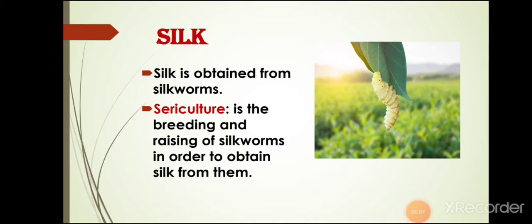You know students, silk is obtained from silkworm. There is a term, sericulture. What is sericulture? Or you can say silk farming. So sericulture is the rearing of silkworm for the production of raw silk. We call it sericulture or silk farming.